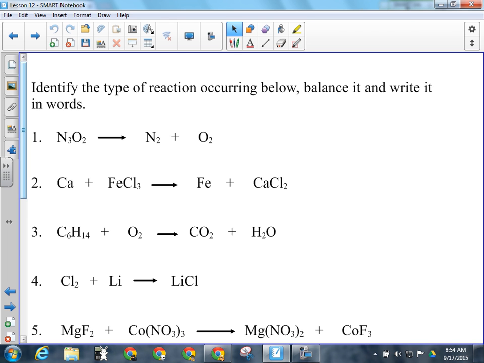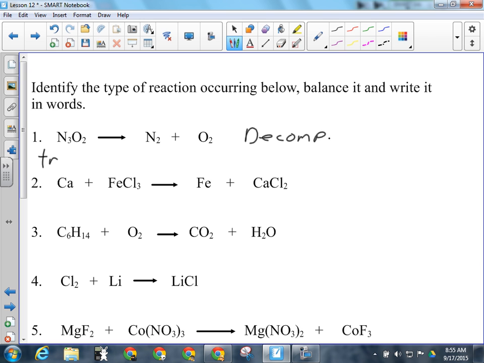On our first one here, I start out with a compound, and it's breaking down into 2 elements. So what kind of reaction is that? That's a decomposition reaction. So that's the first thing we do: rewrite the reaction type, decomp. Then I got to write it out in words. This is a molecular compound, agreed? So what do I need in the name? Prefixes. So I need trinitrogen dioxide. And I put an arrow there.